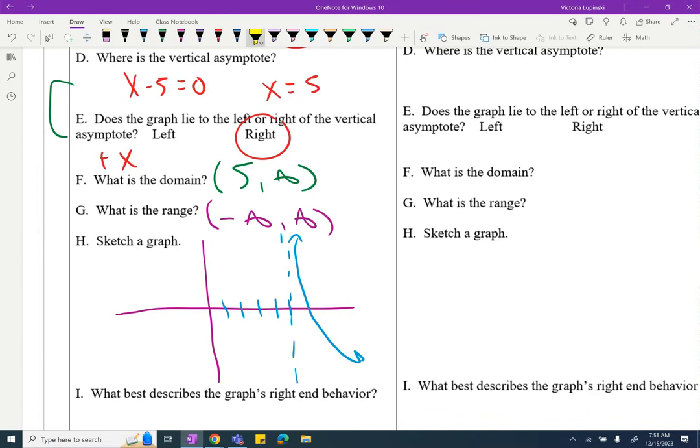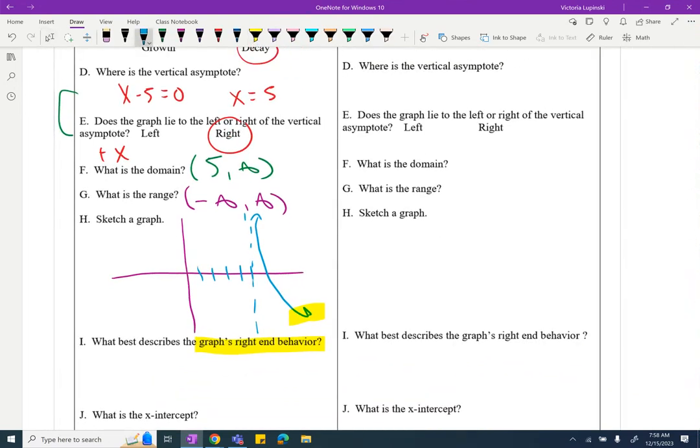What is the graph's right hand end behavior? So right hand end behavior is over here. So as x goes to infinity, what's happening to the y values? They are going to negative infinity.